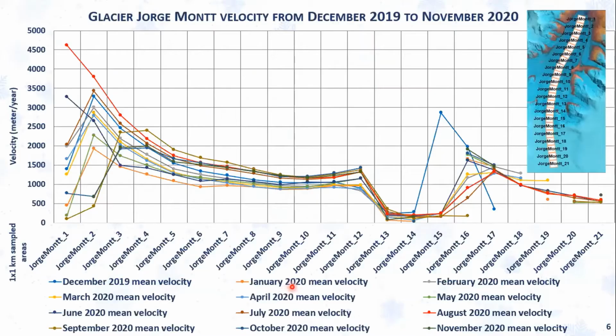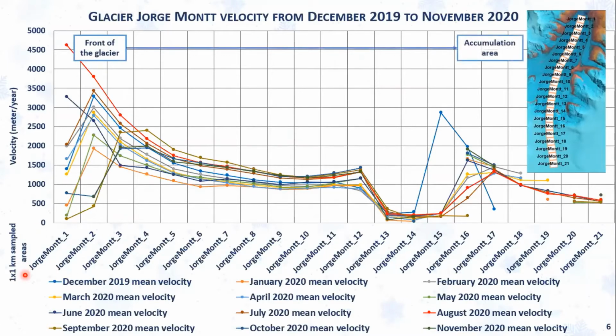And here you can see the results. It is important that the Horhemond 1 sampled area is at the front of the glacier, as you can see here on the picture, and the Horhemond 21 sampled area is at the accumulation zone of the glacier. Here you can see the measured velocity through the whole year in the sampled areas. It is between 100 meters per year and almost 5,000 meters per year.